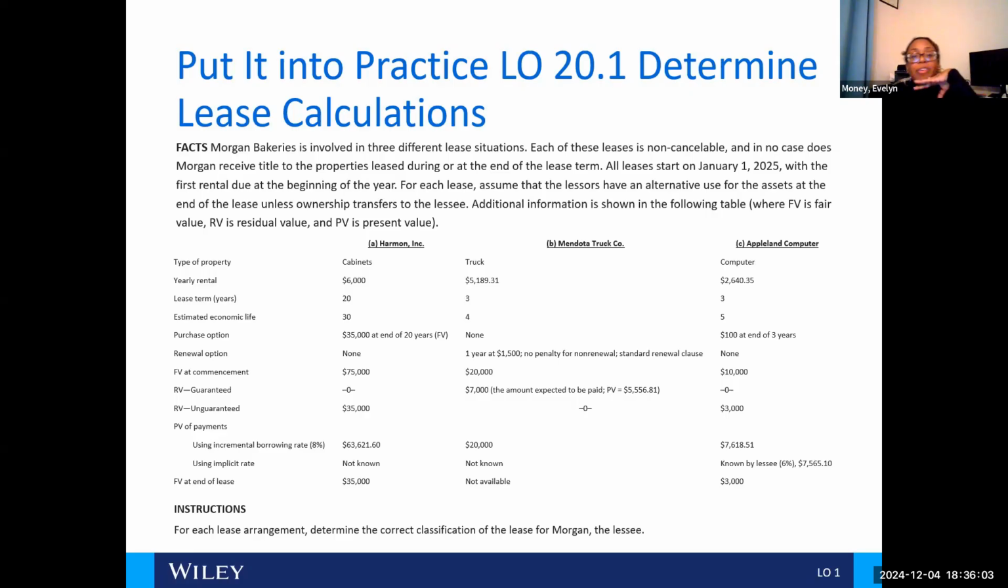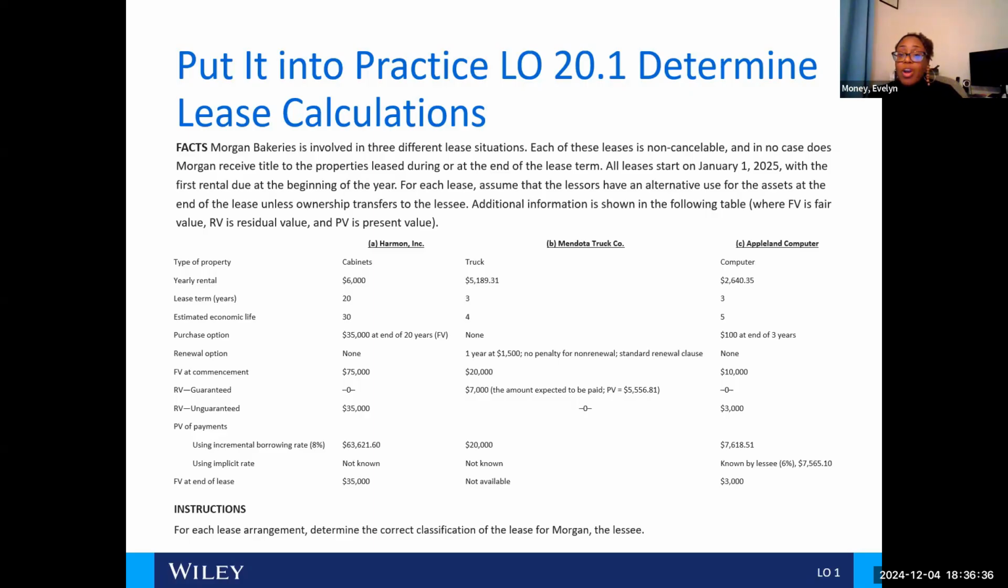So we have Morgan Bakeries involved in 3 different lease situations. Each lease is non-cancelable, and in no case does Morgan Bakeries receive title to the properties leased during or at the end of the lease term. Why in the world do they tell me that? Well, they told me that to let me know that the first test, that transfer of ownership test, has not been met because the lessor keeps the title to the properties.